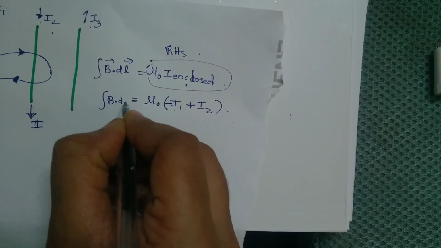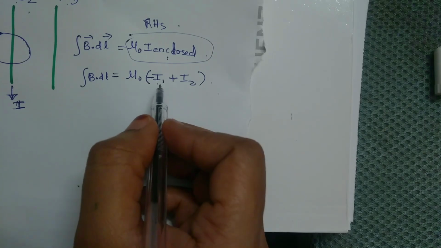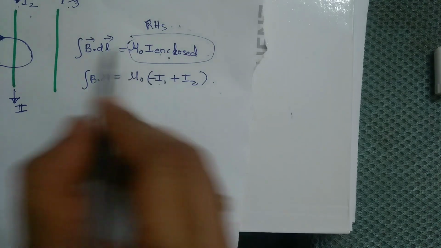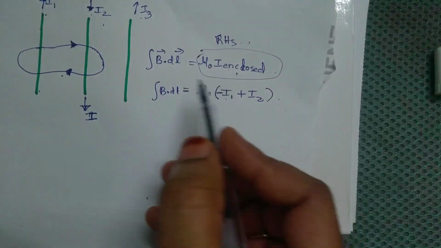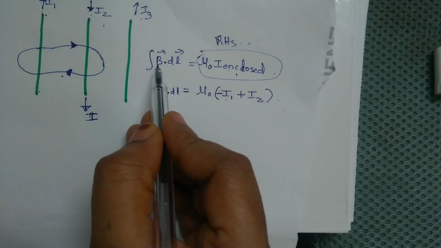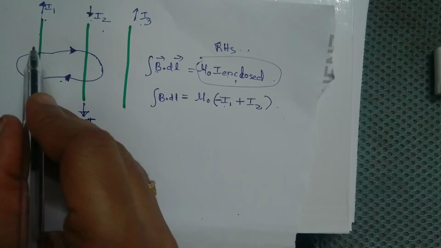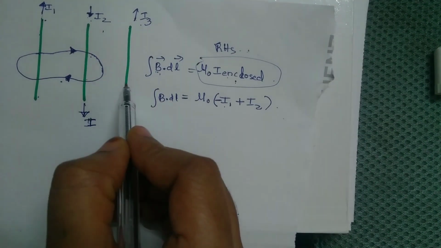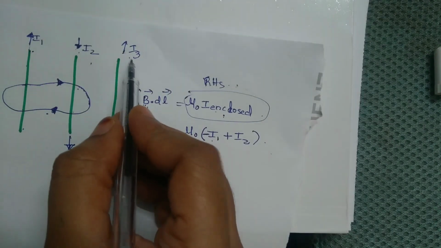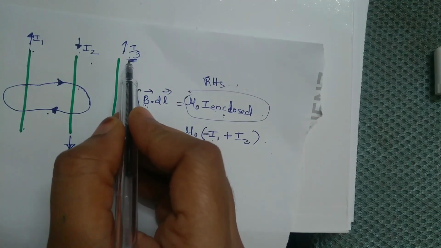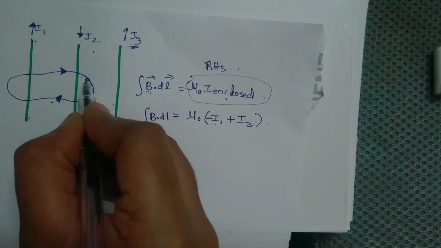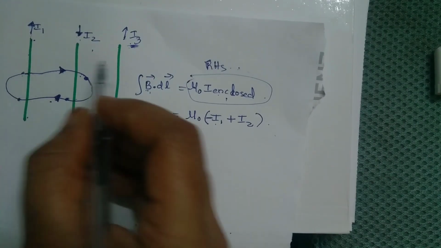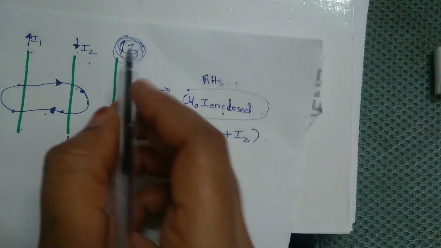Hope you have understood how we write the Ampere circuital law. See here, on the right hand side we have mu naught I, which means only the enclosed current is included. Does it mean the B which we are writing only involves I1 and I2? No. On the left hand side, I1, I2 and I3 are all included, in such a way that the effect of I3 is cancelled out somehow. At some points it is positive and at some points negative, and as a result the effect of I3 gets cancelled out.